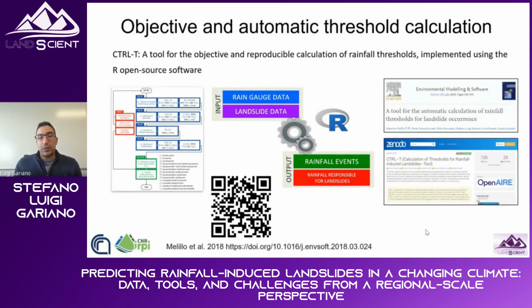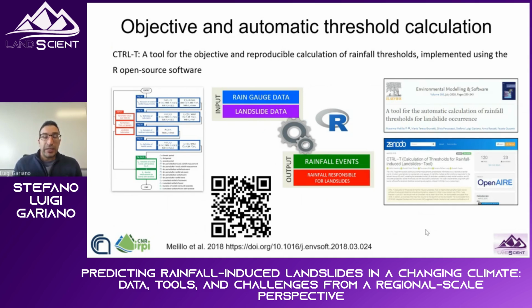This procedure for threshold calculation, but also the whole procedure for the objective definition of rainfall conditions likely responsible for landslide triggering, is now included in an automatic tool named CTRL-T. Calculation of Thresholds for Rainfall-induced Landslides Tool is a code written in R, open source software, that needs in input just rain gauge data and landslide data. That is to say, it needs in input the location of the rain gauges and continuous rainfall measurements, preferably at the hourly resolution, and landslide data.